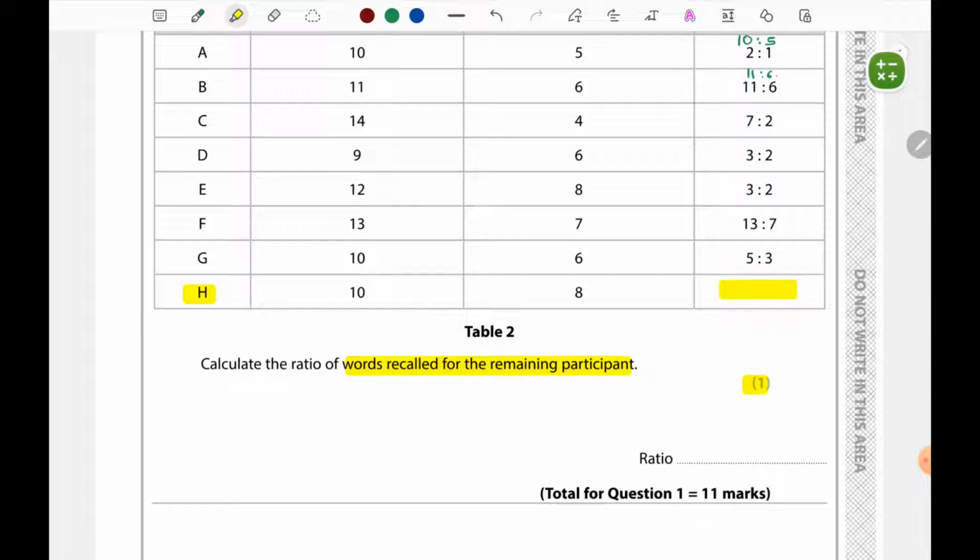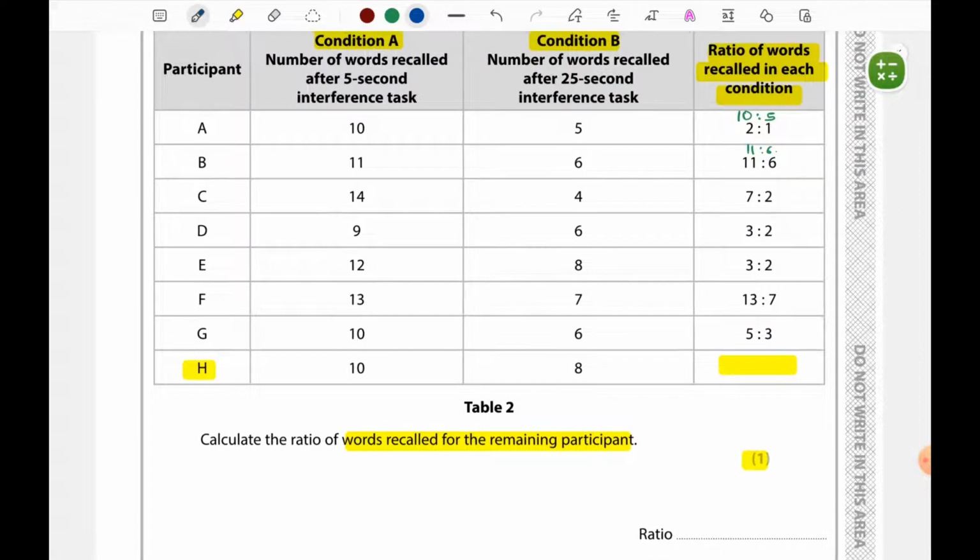And this is only a 1 mark question. Still we should show it properly, be it for 1 or 2 marks. We should not directly write the answer. We should give an idea of how we are doing it, so that the examiner knows that we know how to do the working and we are not just copying from something. Same logic applies here. For condition A for H, the number of words is 10. And for condition B, it is 8. So that means it will be 10 is to 8.